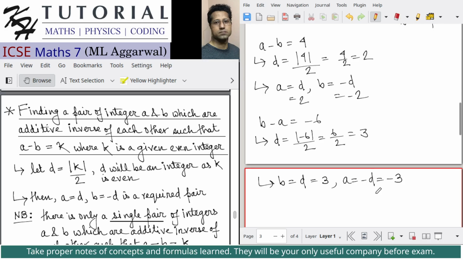I think the problem statement will be that a and b are two integers which are additive inverse of each other, and their difference is k. It will not be specifically said whether a minus b is equal to k or b minus a is equal to k.